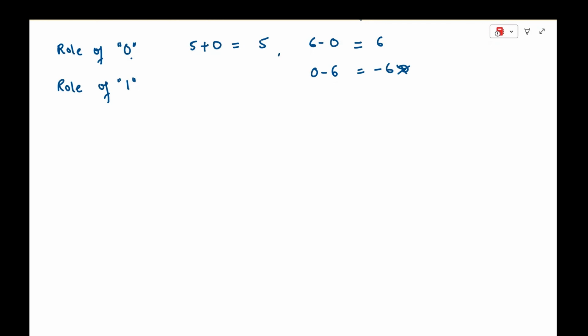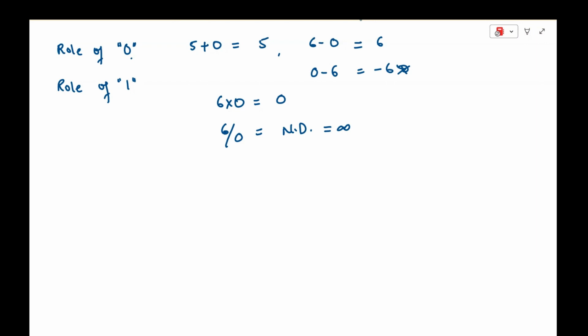But talk about multiplication. In multiplication, if I multiply any number with 0, it is 0. If I divide any number by 0, what is it? It is not defined. Not defined. Or we say it is infinity. So you cannot divide any number by 0.